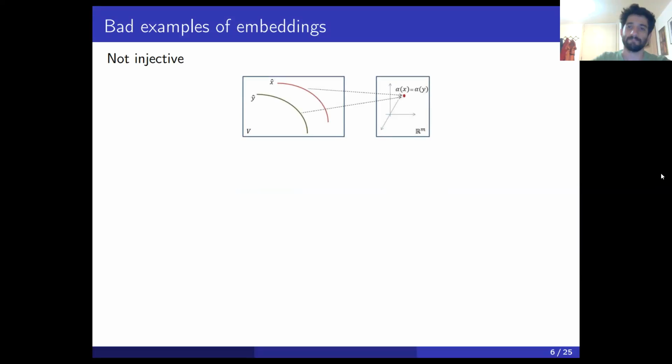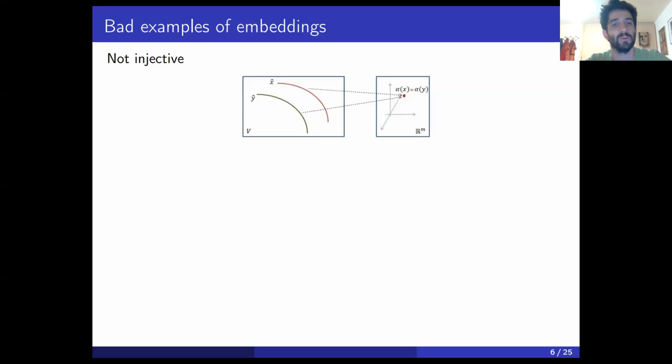Now let's see some bad examples of such embeddings. Suppose that we create a well-defined embedding from the quotient space to some target space, but it takes two different orbits and sends them to the same point. We really don't like this, and the reason is that any model that we're training on this target space will treat the orbits x hat and y hat as exactly the same point, so it will always give exactly the same result.